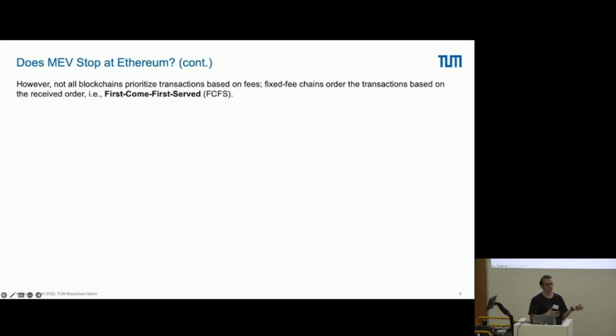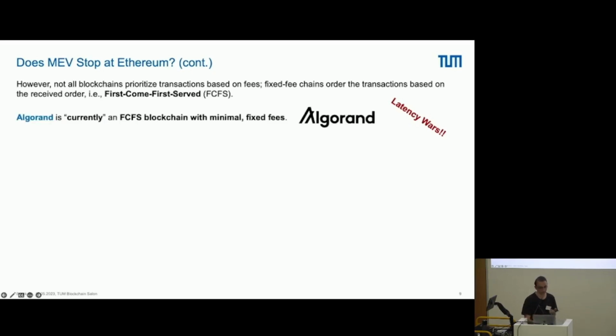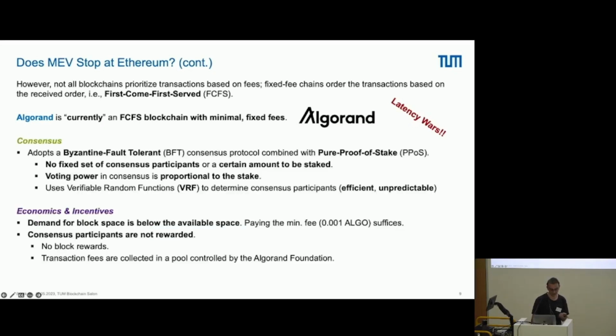But not all blockchains prioritize transactions based on fees. There are chains like Algorand which order transactions based on the order they were received. So first come, first served, for example. This means latency wars: you have to have the smallest amount of latency to execute the strategies you want. But still, not all strategies are available, and we will see why. As I said, Algorand is a first come, first served blockchain with minimal fixed fees, so the fees are right now only there to prevent spam.